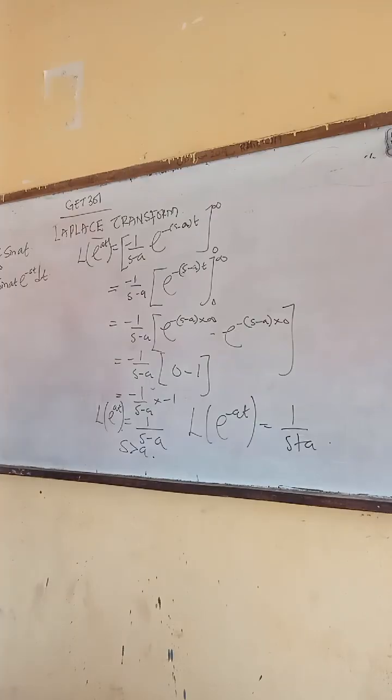So let's continue. I will use integration by parts here today. Let u be sin at, and v will be equal to what? Exponential minus st.